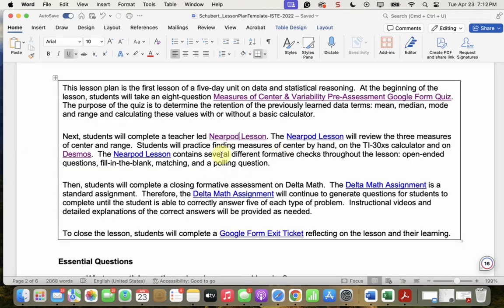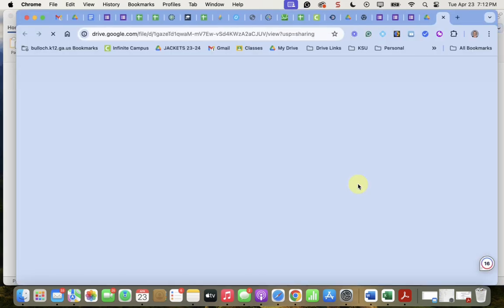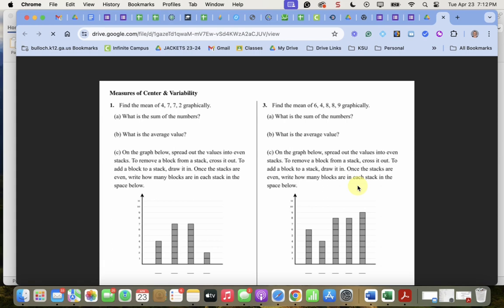So we went through the Nearpod lesson. I was able again to formatively assess throughout the lesson. And then, so that was more of a guided practice with immediate feedback. And then the Delta Math assignment is how we practiced, independent practice.